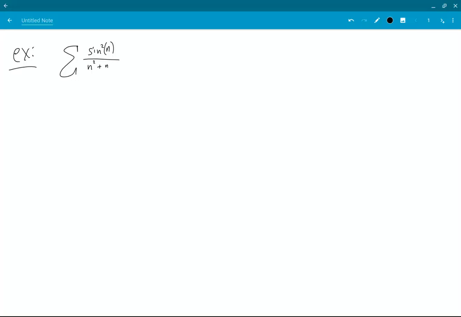Okay, let's do another comparison test example. I've got some trig here. So, as usual, I'm going to go on the right here and do some thinking in a thought bubble. Think. So, sine. What do I know about sine? Well, -1 ≤ sin n ≤ 1. This is the first thing I know. Why did that pop into my head?